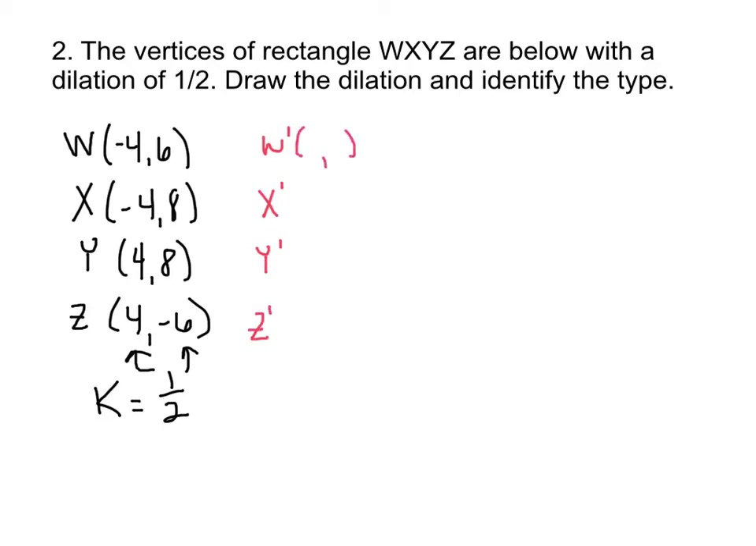If you multiply by 1/2, -4 is going to become -2, 6 is going to become 3. X is going to become -2 and 4. Y is going to become Y prime, which is going to be 2, 4. And Z is going to become 2, -3. Now let's say that instead of 8, this was 7. If this is 7, then this would be 3.5. So you will have decimals or fractions for some of your answers. So now we're going to graph both of these.